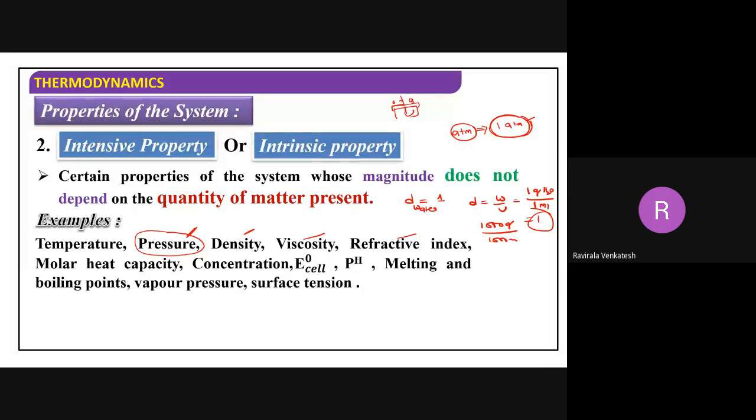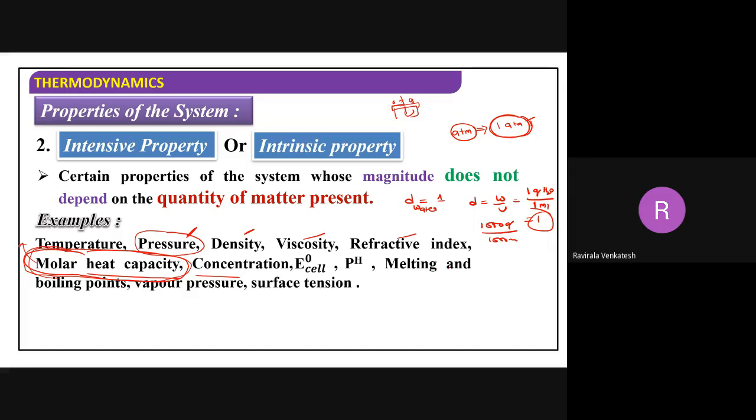Now, heat capacity is what? Extensive property. But molar heat capacity is an intensive property. Whenever we multiply anything with mole, the extensive property converts into intensive property. Heat capacity is the amount of heat released when you change the temperature by 1 degree Celsius. If you take more quantity, you will get more heat. But molar heat means for 1 mole only, so it is an intensive property. Concentration is definitely an intensive property.